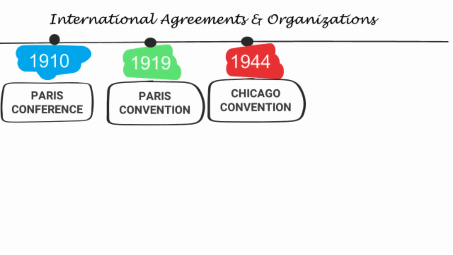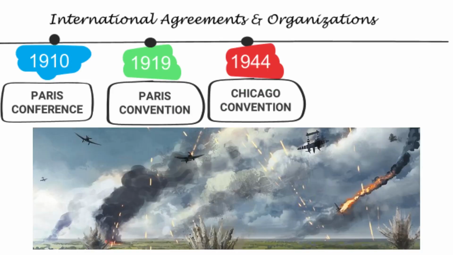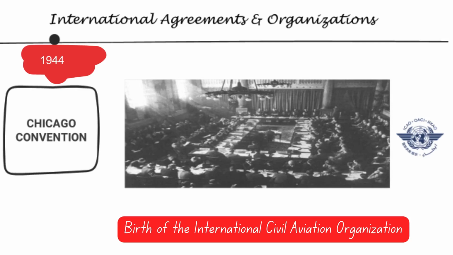The skies are primarily used for military purposes. As the war nears its end, there's a growing vision for a peaceful, connected world through aviation. In November 1944, delegates from 52 countries gather in Chicago with a mission to establish a framework for global aviation. Amid the backdrop of war, representatives from around the globe meet in Chicago from November 1 to December 7, 1944. Their goal: to create an international body that will oversee the growth and regulation of civil aviation.